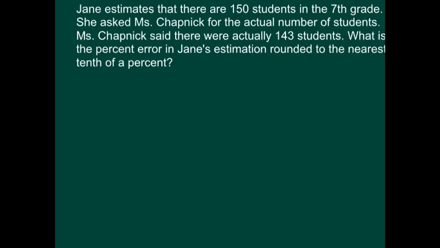So in this example, Jane estimates that there are 150 students in the 7th grade. She asked Ms. Chapnick for the actual number of students, and Ms. Chapnick says there were actually 143. So Jane gets concrete data that the number of students in 7th grade is 143. Now she looks back at her estimation, which was 150, and recognizes that there is a 7-student difference between her estimation and the actual amount of students. And then I do x over 100 to find the percent.